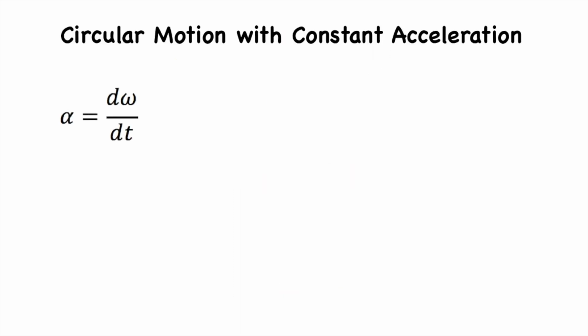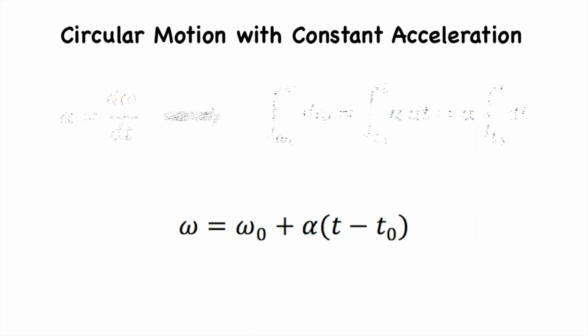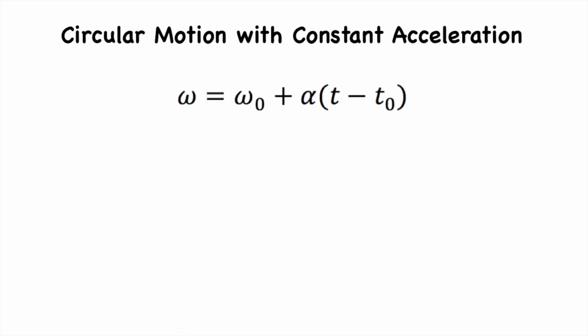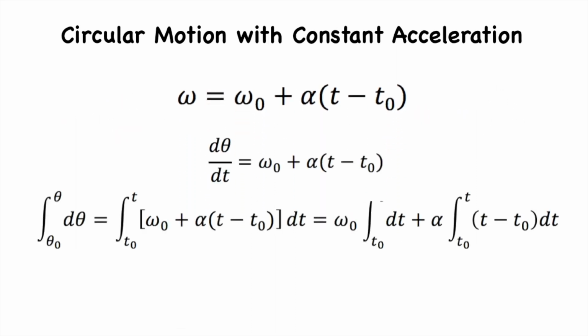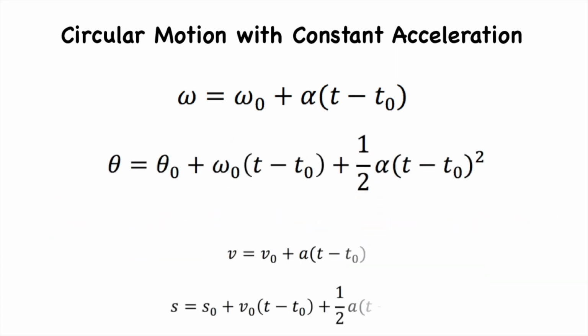Let us now consider the special case in which the angular acceleration is constant. If we integrate the definition equation, we find this relation for the angular velocity. Integrating again, we find the equation for the position angle. Compare these two equations with the equations for constantly accelerated linear motion.